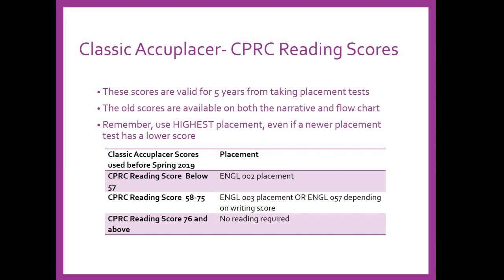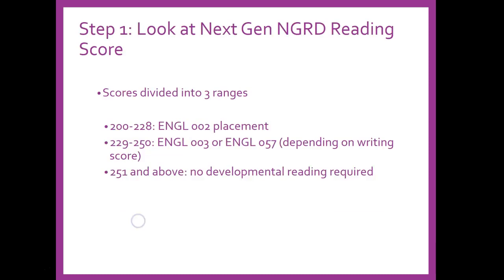And I just have to show you the classic AccuPlacer scores used before 2019 are represented there. Below 57, English 002 placement, 58 to 75, English 003 placement or 057 depending on writing score, 76 and above, no reading required. So your first step to place a student correctly is to look at the Next Gen reading score, or the old classic AccuPlacer if they don't have one.